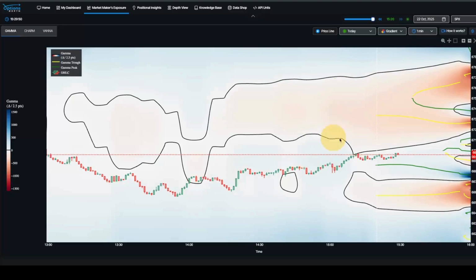Low or negative gamma areas are indicated by the red space and indicate areas where market makers will buy and sell with price movements, creating larger volatility and wider price movement.